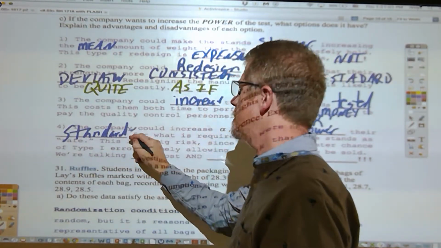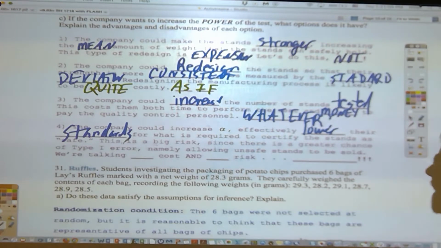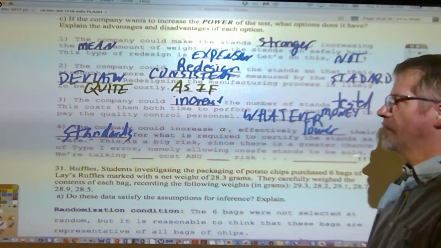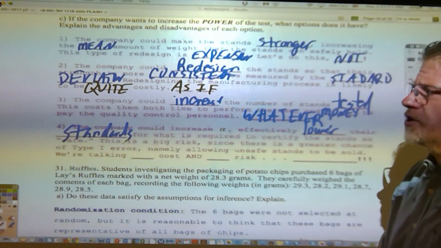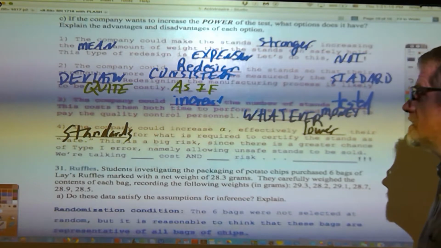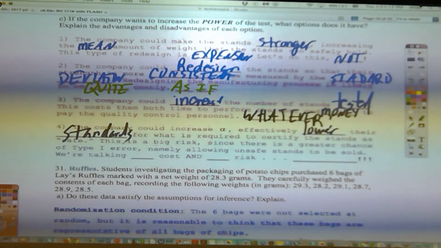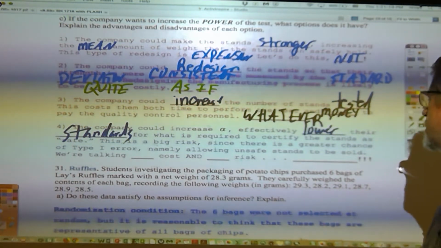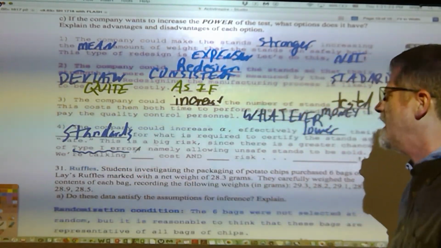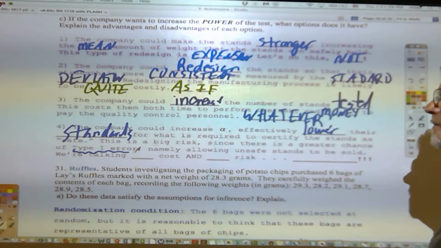Let's increase the probability of a type 1 error. Let's increase the probability of incorrectly rejecting the null hypothesis, or incorrectly certifying these stands as safe. This is a big risk, since there's a greater chance of a type 1 error where children get hurt, namely allowing unsafe stands to be sold.